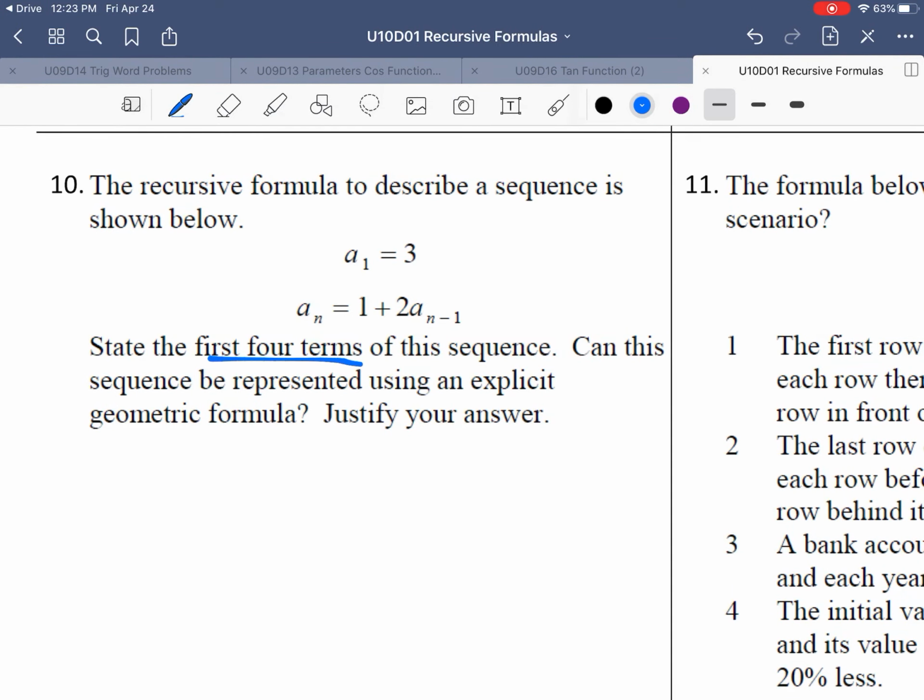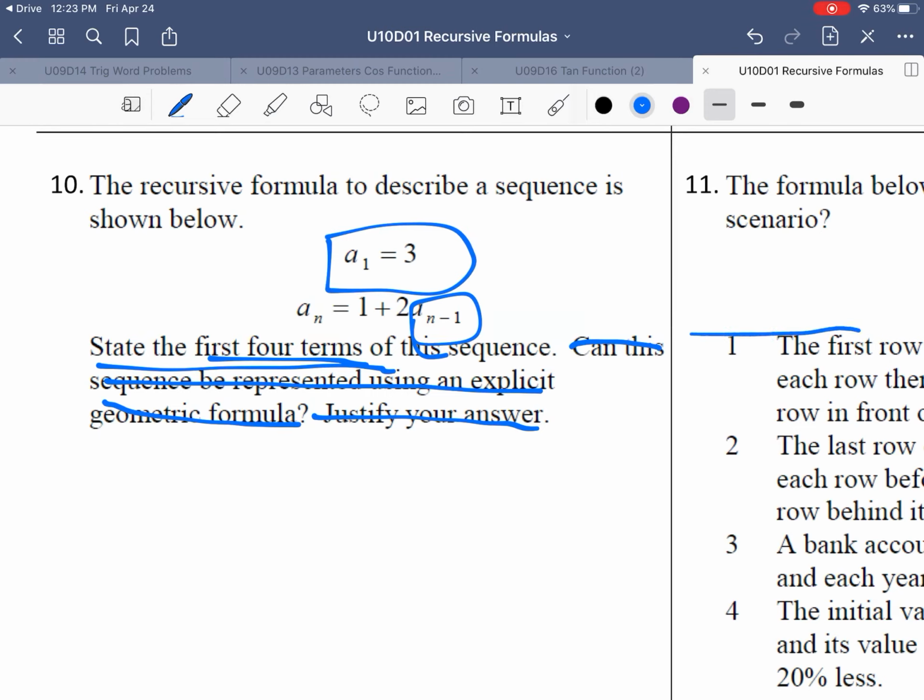Taking a look at problem 10, it asks you to find the first 4 terms, which they give you one of them, so you just need to apply the rule correctly. So this says the previous term, multiply by 2, add 1. So you should be able to write it yourself. Now what you won't be able to answer yet is, can you write this sequence using an explicit geometric formula? Now we haven't talked about explicit, geometric, or arithmetic sequences yet, so you won't be answering that part. So just answer the first part of this question. What are the first 4 terms?